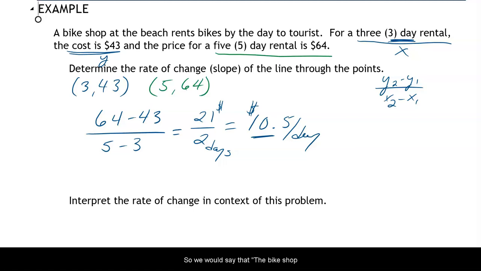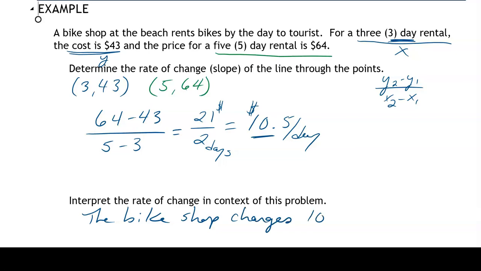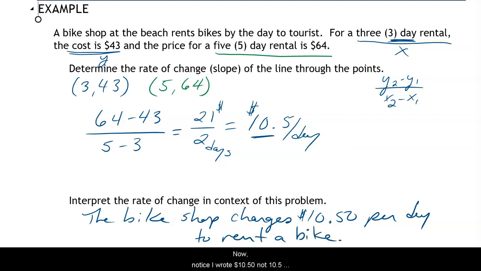So we would say that the bike shop charges $10.50 per day to rent a bike. Now notice I wrote $10.50, not 10.5, because we are talking about money. So money has 2 decimal places. So make sure when you're writing things with units, you write them properly.